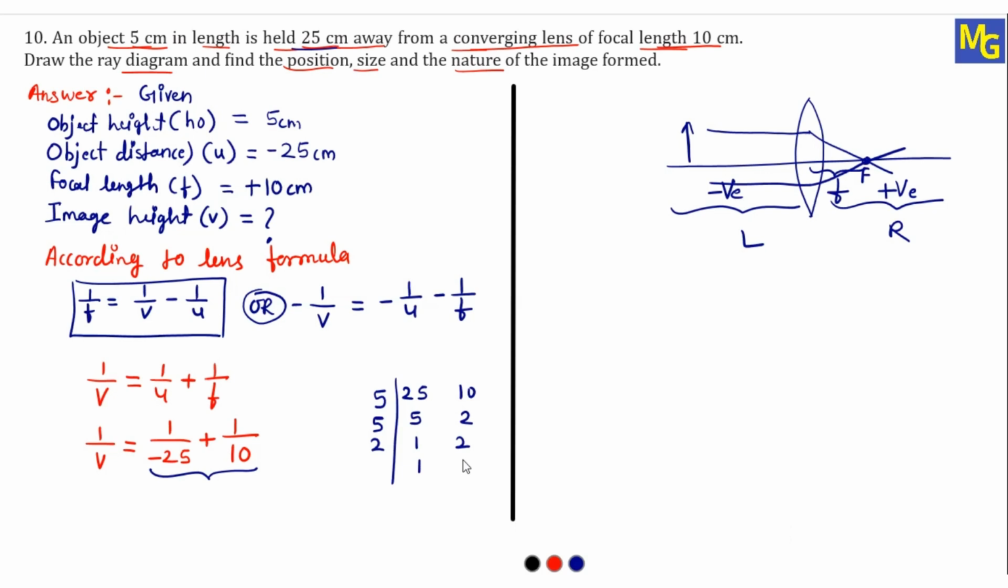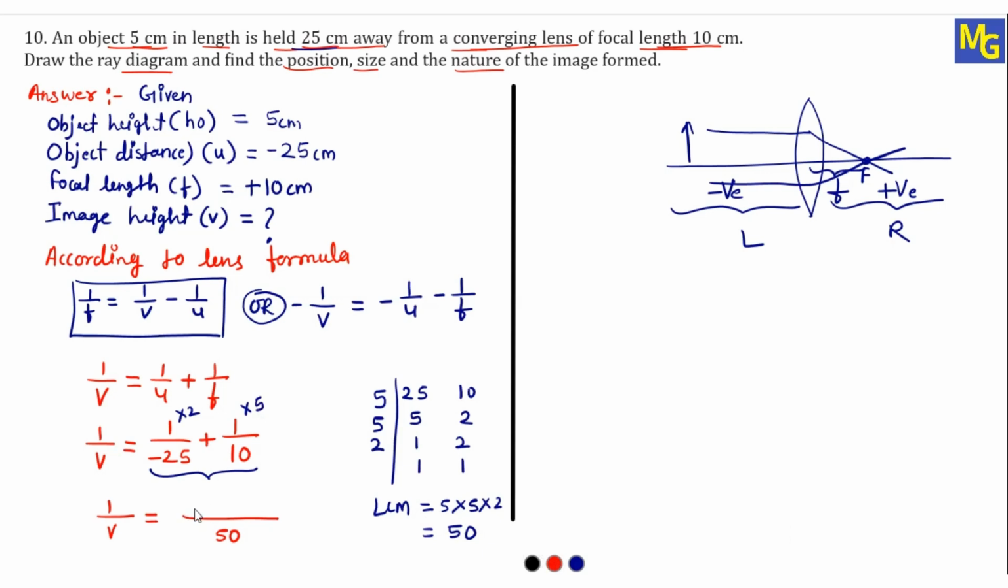And here 1 as it is, 2 1s are 2. So the LCM will be 5 into 5 into 2. Therefore the LCM value will be 5 5s are 25, 25 2s are 50. So the answer we got here is 50. Substitute our value here. 1 by v is equal to, what is the LCM? 50. Now multiply this here, 25 2s are 50 and 10 5s are 50.